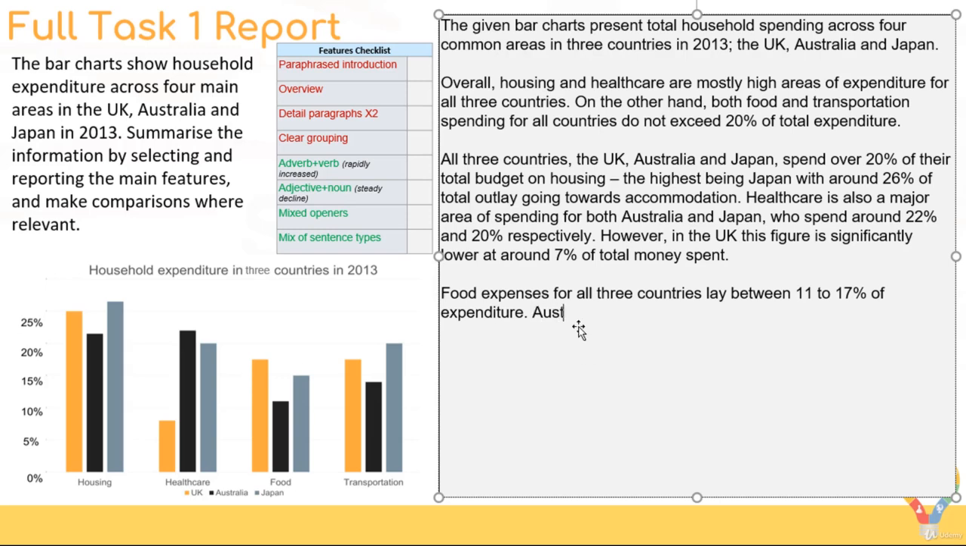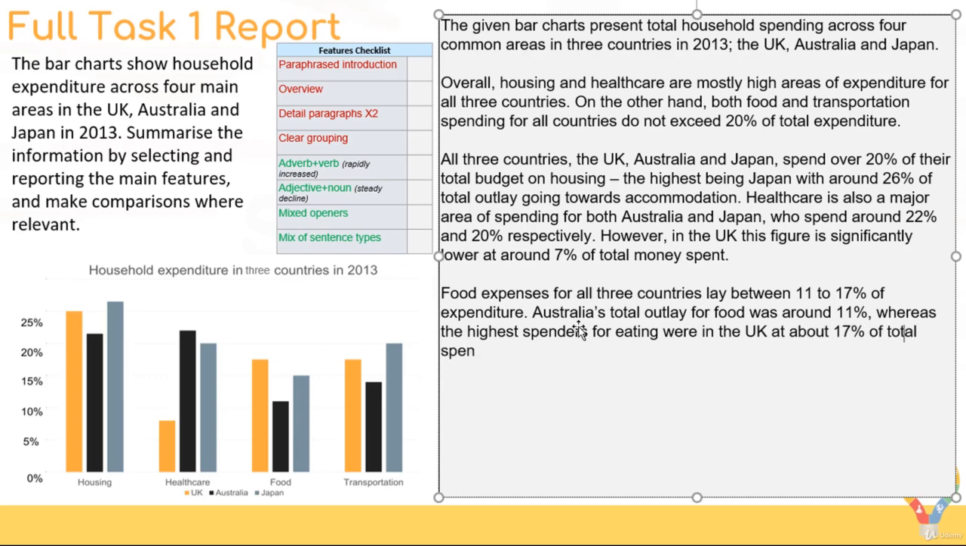So, Australia's total outlay for food was around 11%, whereas the highest spenders for eating, just so that we're not repeating food, were in the UK at about 17% of total spending. Okay, just have a quick read through, and I think that's food described.